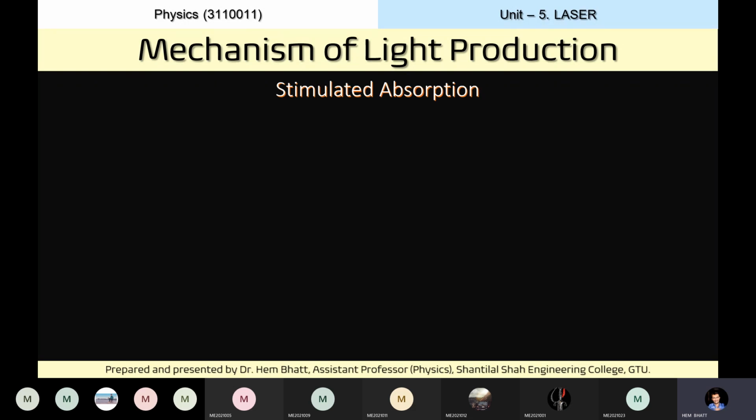in the third lecture we did stimulated absorption. In stimulated absorption, from where to where does the electron go? Higher energy level to lower energy level or lower to higher? Electron goes from higher energy level to lower energy level or lower energy level to higher energy level? Lower to higher energy level. Okay, why is it called a stimulated process?